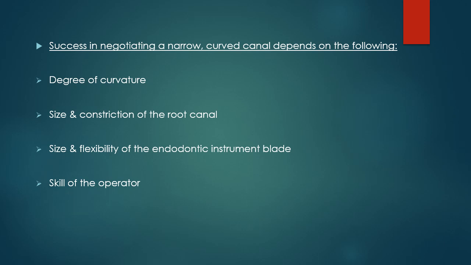What success in negotiating a narrow curved canal depends upon the following. For negotiating a narrow curved canal, it depends upon some of the following factors, such as the degree of curvature, how much degree the entire curvature is. As we saw in the previous slides, it may be a gradual curvature from the start to the apical foramina, or else only a sharp curvature at the apical foramina.